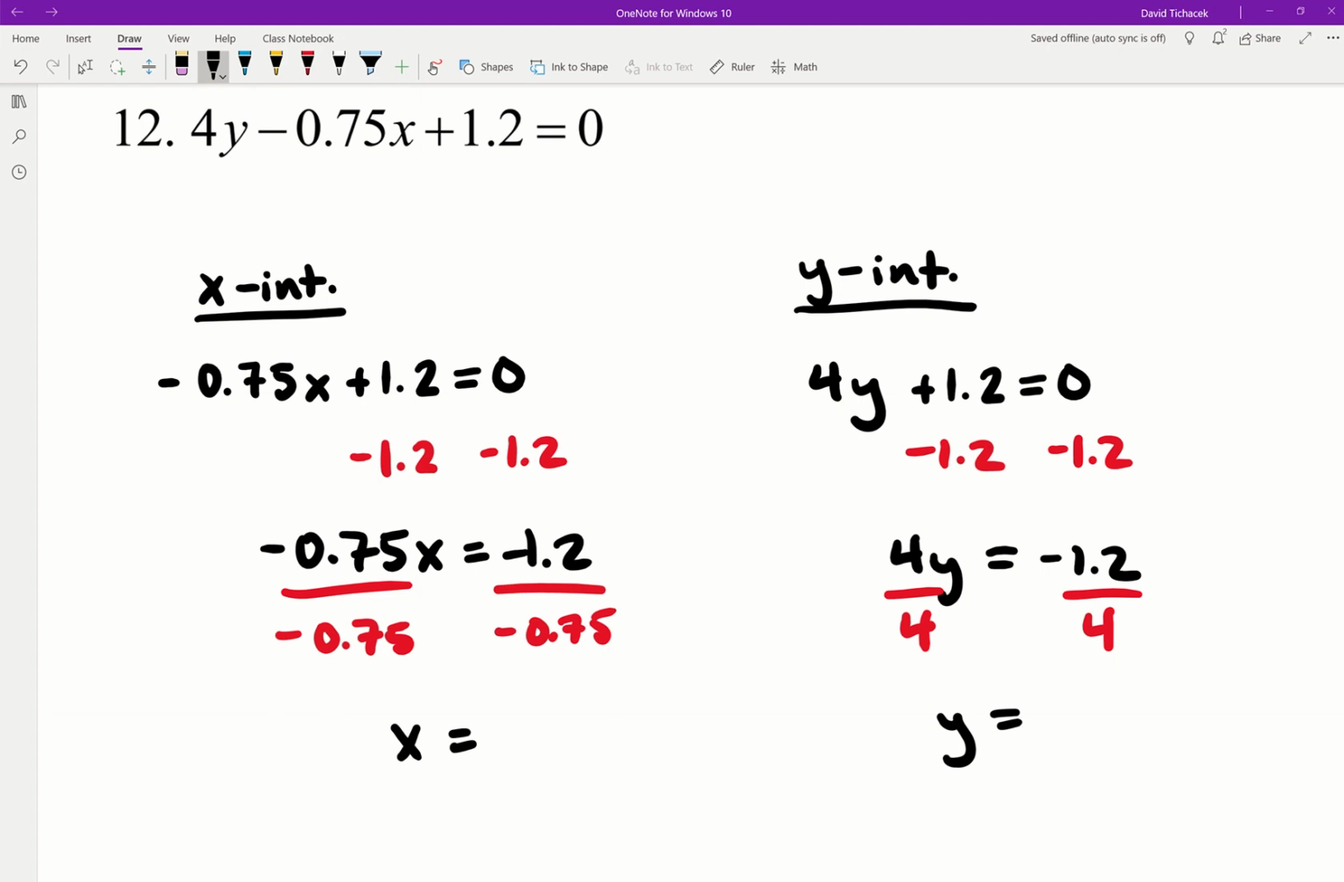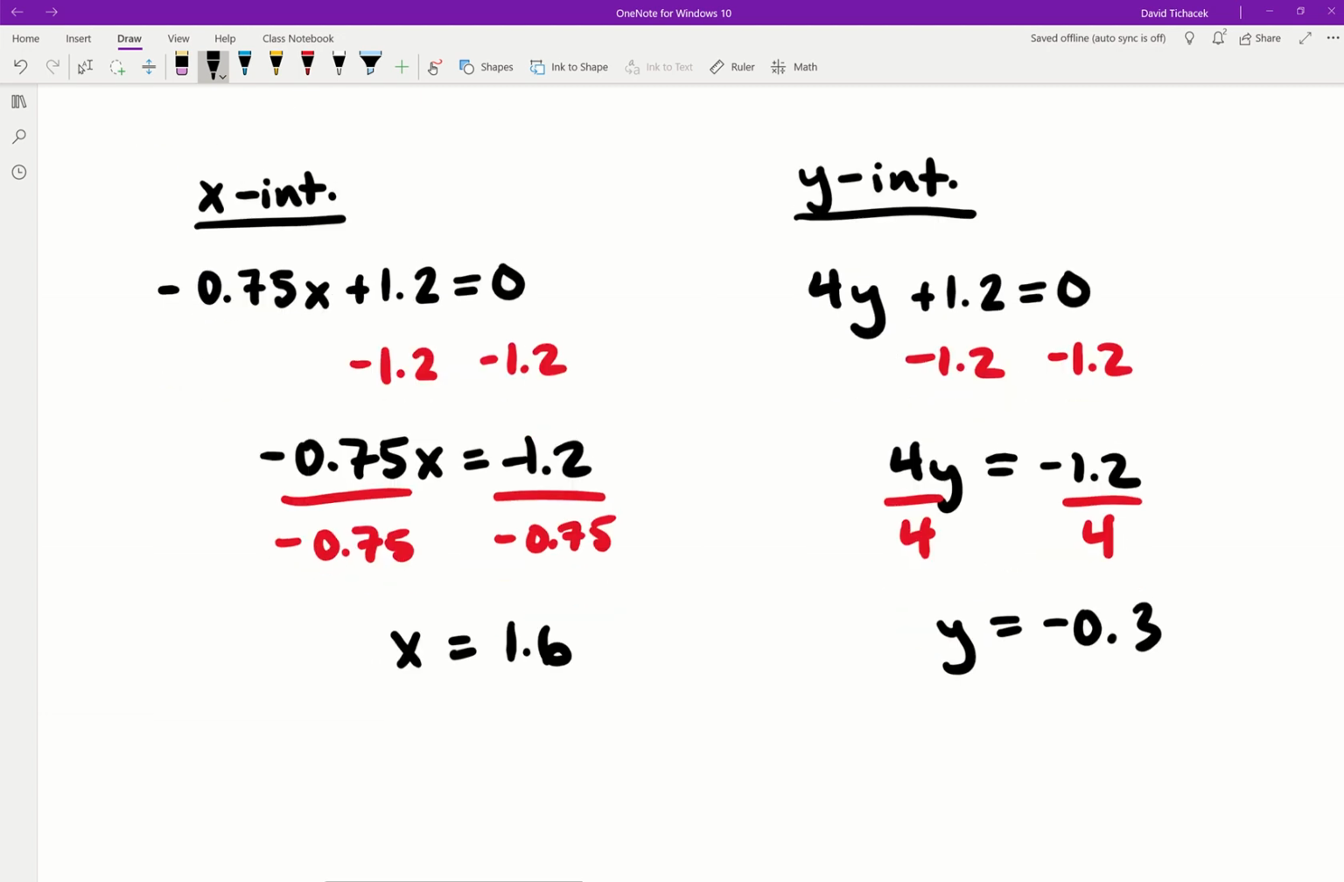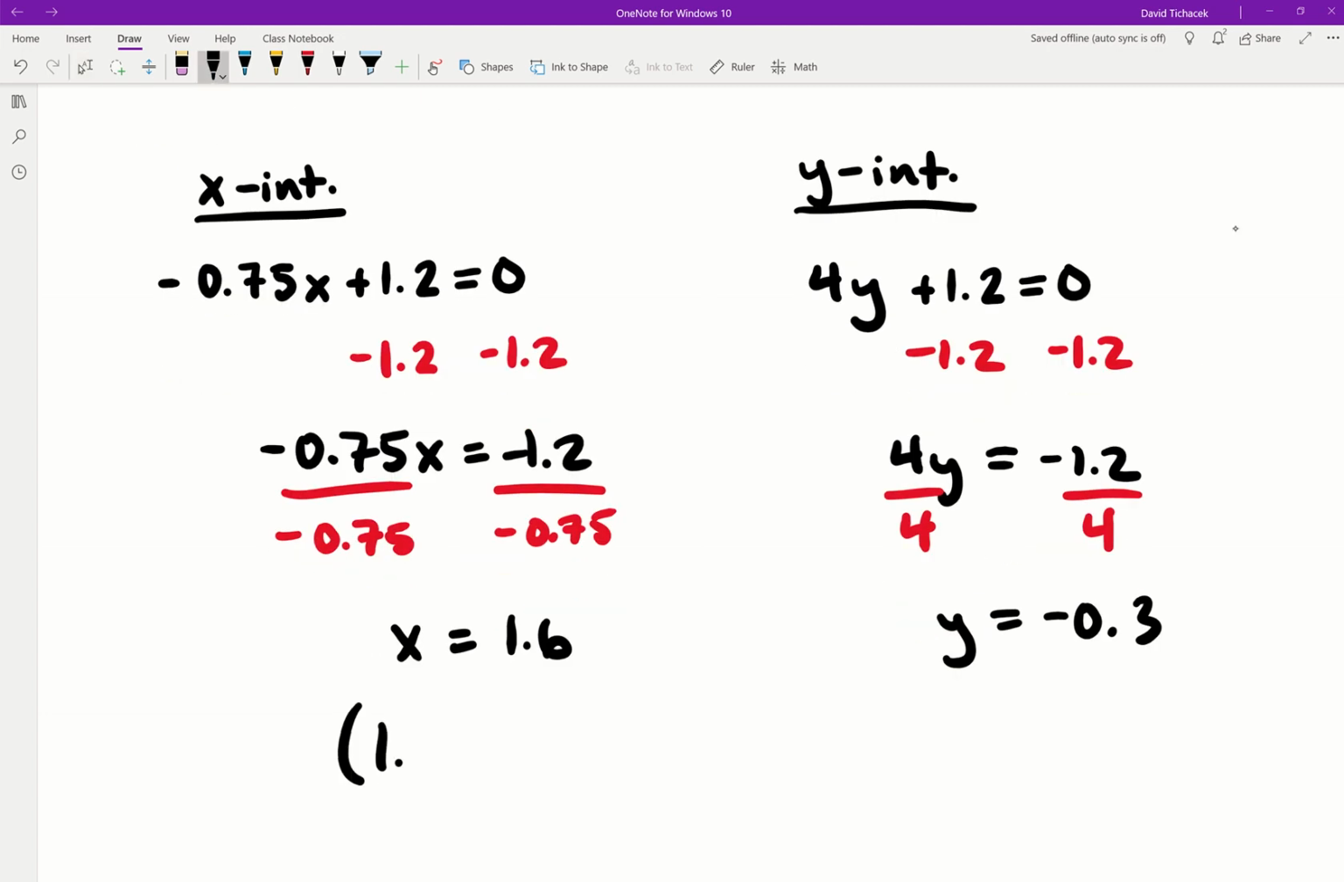So I'm going to go ahead and take my calculator real quick and get these solved. When you take negative 1.2 and divide it by negative 1.75, you are going to get positive 1.6. And then on the other one, if you take negative 1.2 and divide it by 4, you are going to get negative 0.3. So just don't forget these corresponding coordinate points. So that would be (1.6, 0) and (0, negative 0.3).